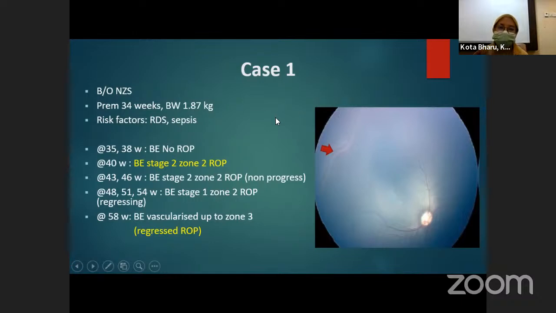This case shows that not all ROP can progress to further stages. It is also one of the spectrum of the disease, which can be self-limiting and not worsening. However, monitoring is important until we see that the ROP truly regresses.